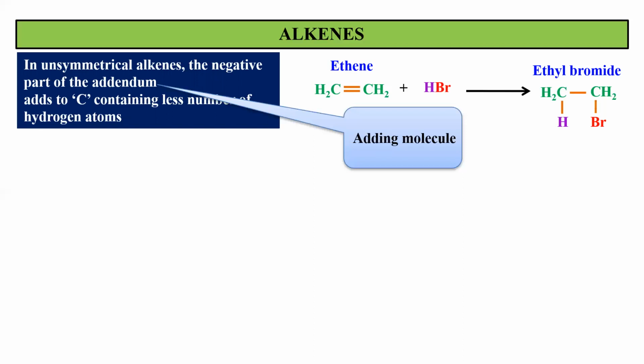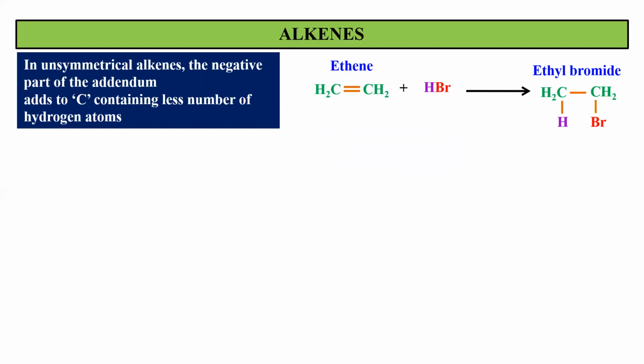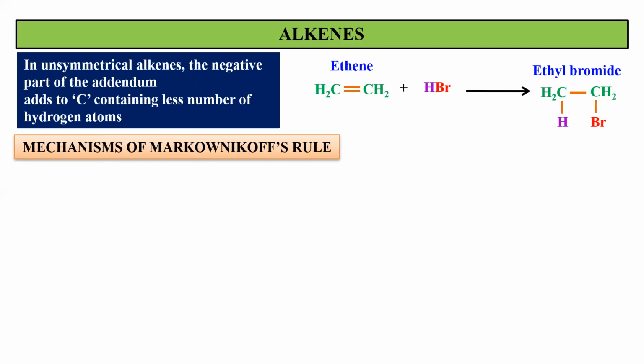Okay, so an unsymmetrical alkene is treated with an addendum, which is an unsymmetrical reagent. Then the negative part goes to the carbon which contains less number of hydrogen atoms. Okay, this was Markovnikov rule. What we are going to study right now is precisely the mechanism of Markovnikov rule.